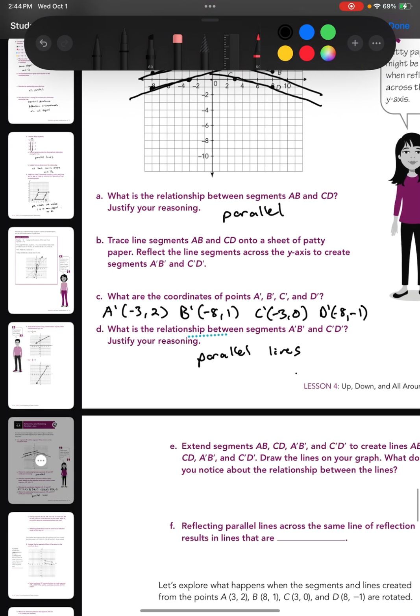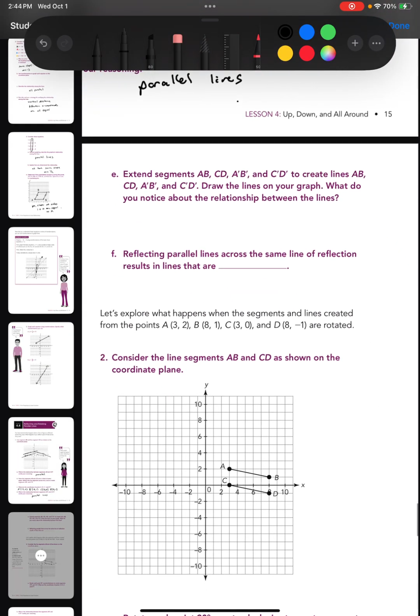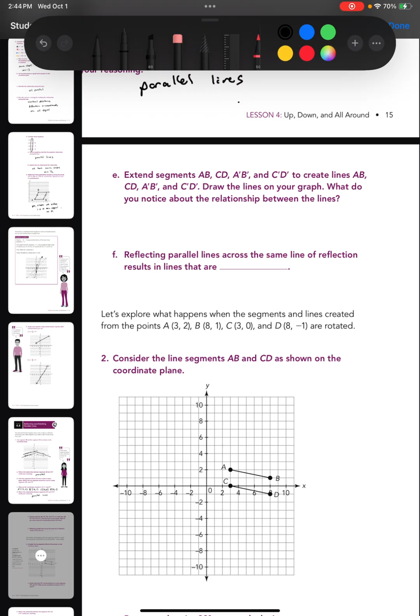Close as I can. So if we continue those lines, what do we notice about the relationship? They're going to remain parallel no matter how far we extend them. So they remain parallel when extended. Okay, and then reflecting parallel lines across the same line of reflection results in lines that are still parallel. Again, if they're parallel and we reflect them, they are going to remain parallel.